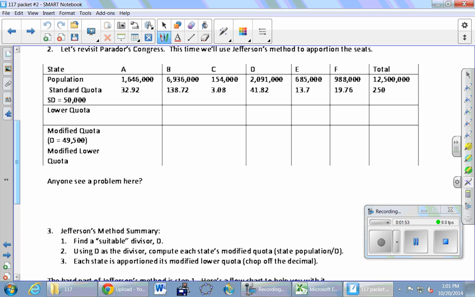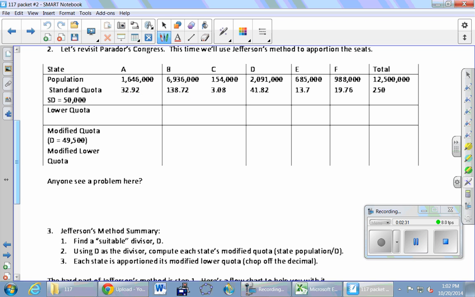Does anybody remember how we figured out the numbers in the standard quota row? We take the total population, which is 12.5 million, divided by the 250 seats, and it turned out that number was 50,000. That's right. So this 50,000 means every 50,000 people you get 1 seat. And so we would take each of the state's populations, divide by 50,000, and that would give us these. Yes?